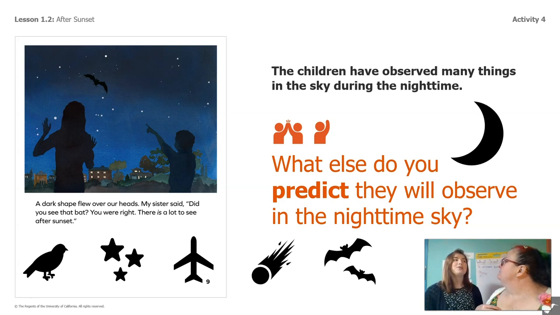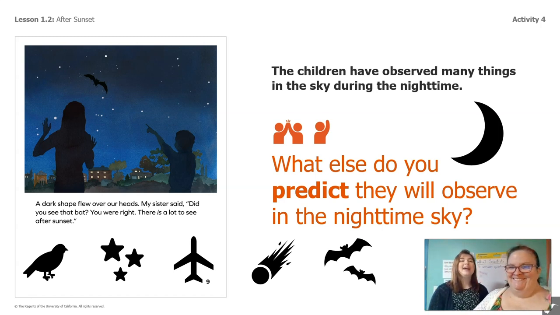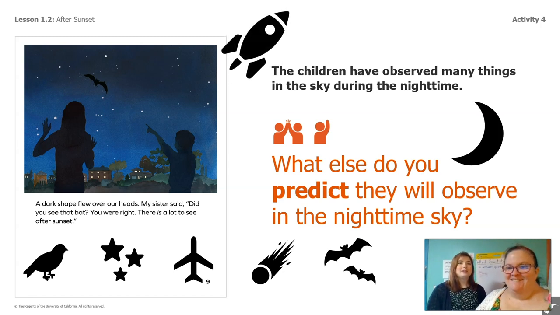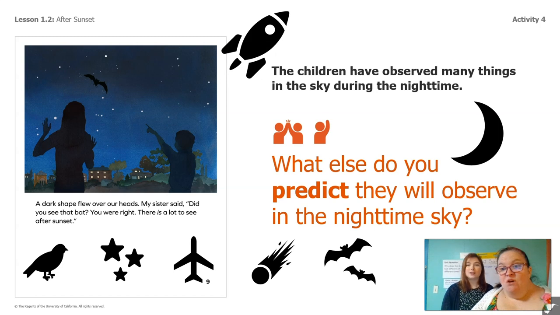I think they're going to see a rocket ship. I know that rocket ships are in space, and so since they're looking up, they're basically going to see a rocket ship. A rocket ship. So a rocket ship and the moon. That's what we predict. And what do you predict again? All right, let's find out.